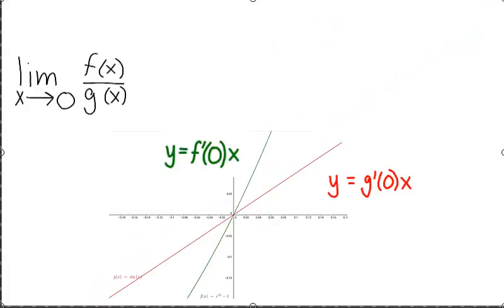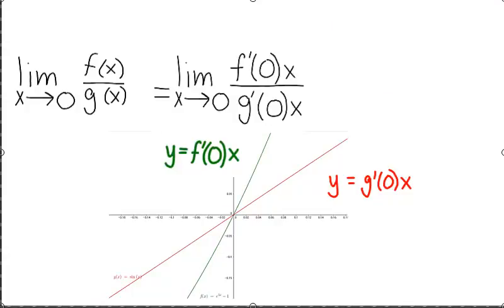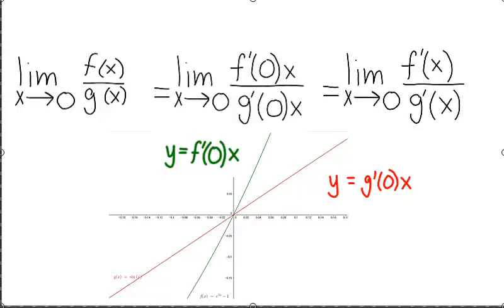Therefore, let's assume that we can replace f of x and g of x with the equations of their tangent lines in our limit expression. The resulting equation that we get is that the limit as x goes to 0 of f over g equals the limit as x goes to 0 of f prime over g prime. If we start with a limit which has the indeterminate form 0 over 0, we can always use this reasoning to compute the limit. This fact is called L'Hôpital's rule.